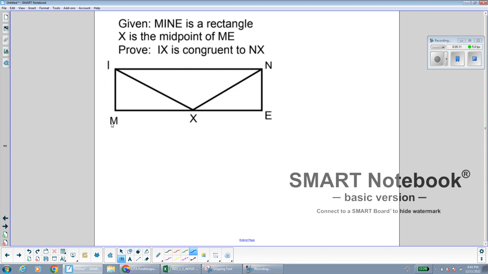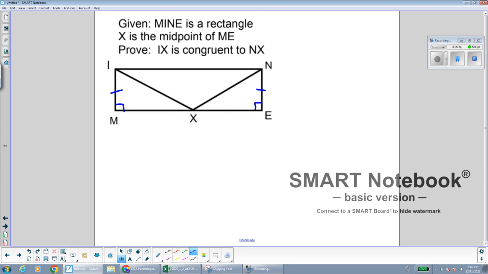And since it's a rectangle, we do also know that all of the angles are right angles. So I'm going to fill in some of that information. So opposite sides are congruent. I do see triangles here, so I'm going to try to focus on the triangles because usually we're going to be proving triangles congruent to each other. The angles are right angles.